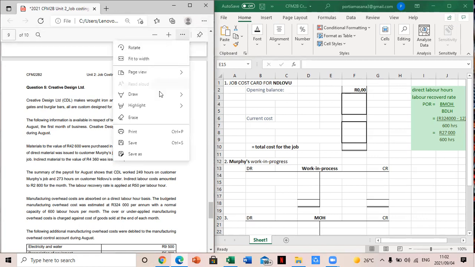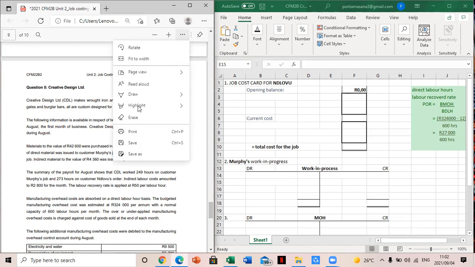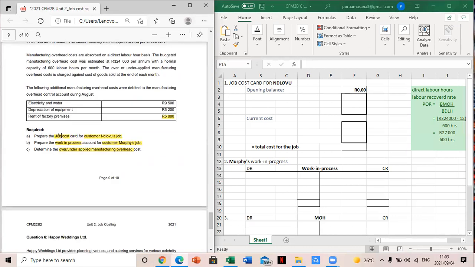Today's question is question 5, which is Creative Designs Ltd. I always advise my students to go through the required so that they know what to look out for in the question. A says we must prepare a job cost card for customer Ndlovu. B says prepare the work in progress account for customer Murphy's job, and D says determine the over or under applied manufacturing overhead costs.